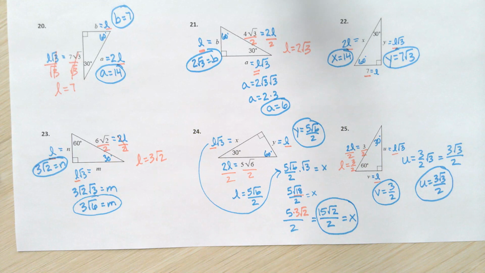All right, thanks for hanging in there for all of those examples. You should be able to do your work for special right triangles of the 30, 60, 90 variety now.